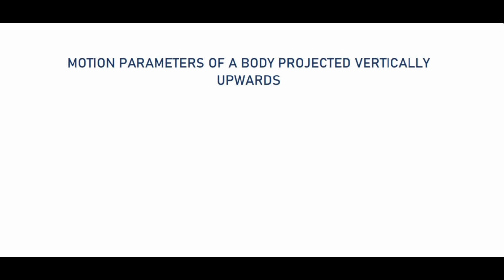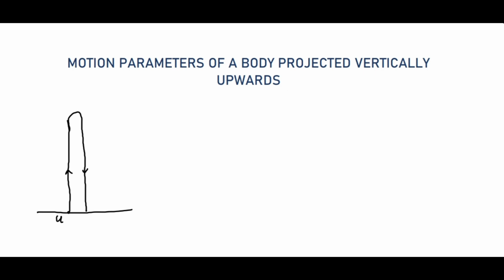Hello students, in this video we are going to discuss the motion parameters of a body projected vertically upwards. This is a body which is thrown vertically upwards. After reaching a certain height, the body will come back to the original position. Suppose we are throwing this body with velocity u.